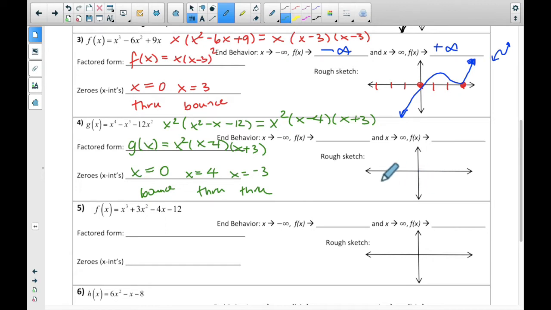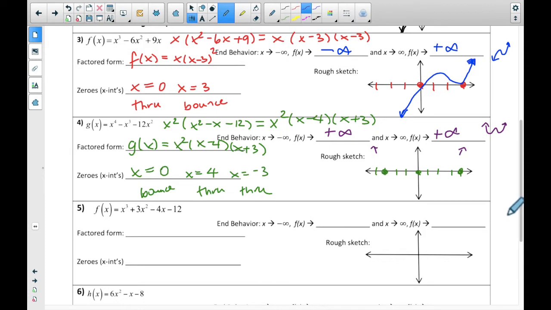So if I go to my axis, I have to get up to 4. So 1, 2, 3, 4. I have 1 at positive 4, I have 1 at negative 3, and I have 1 at 0. I need to think about my end behavior. It is a positive x to the 4th. Positive x to the 4th is this W shape. That means they're both going up to positive infinity. That means I'm going to have one arrow up this way and another arrow up this way.